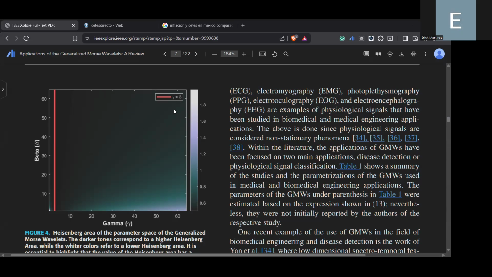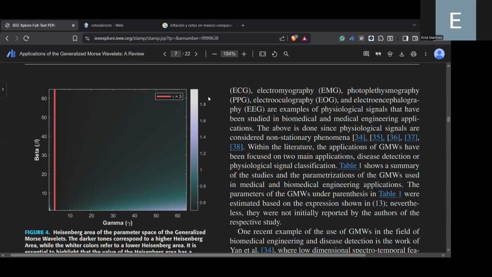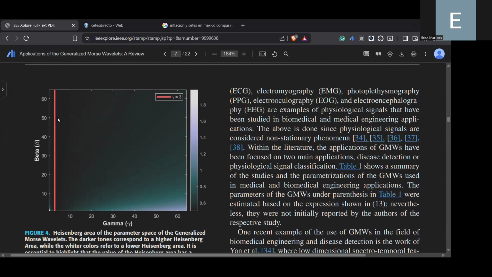But one of the things that I wanted to highlight is that when you define gamma equals 3, you're basically approximating this Heisenberg area lower bound. Here in this region, we will obtain a Heisenberg area that is very close to 1 over 2. So this is a property or an advantage of defining gamma equals 3. But one of the problems that we can see by defining gamma equals 3 is that there is an infinite range of values that beta can take within this region.